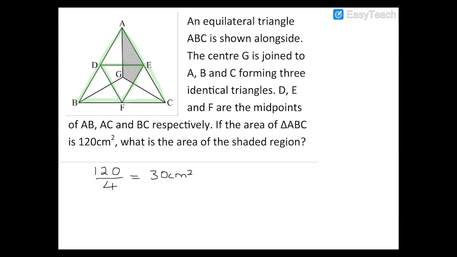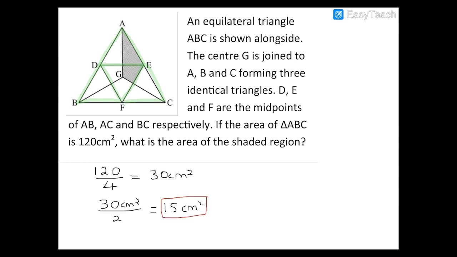Okay. So now we can see that triangle ADE is also divided into 2 equal parts because that line goes straight into the center of the triangle. So this shaded region is actually half the area of ADE. We know that the area of ADE is 30. So we'll take 30 centimeters squared and further divide it by 2 to get 15 centimeters squared. And that's one of the areas that is shaded.